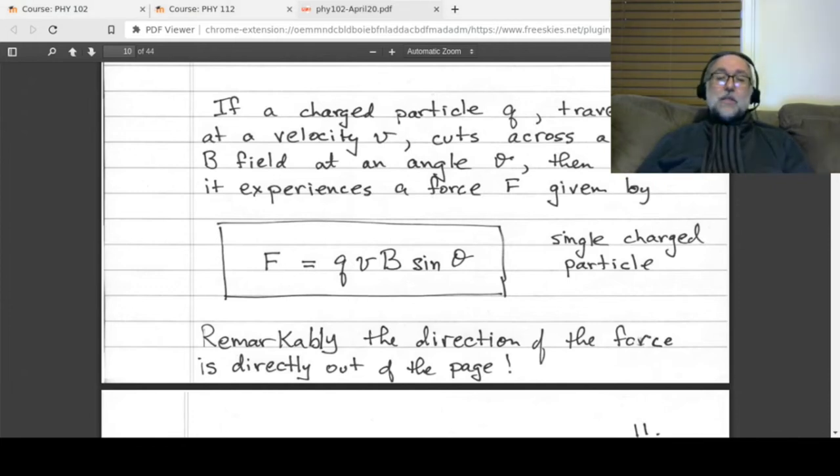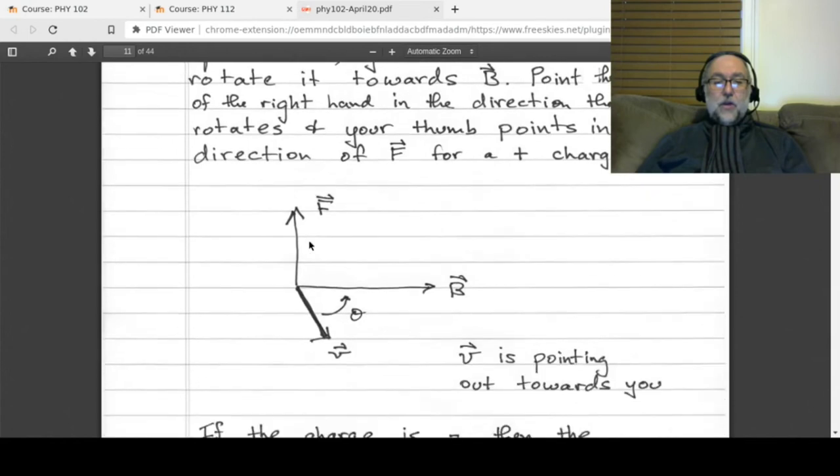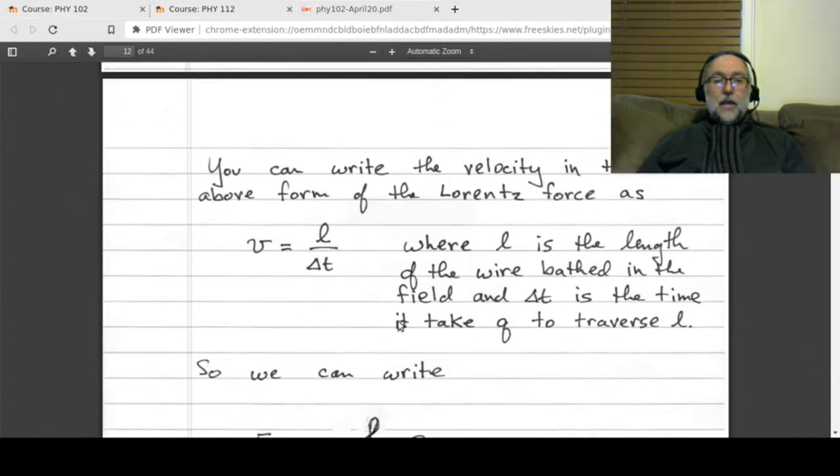All right, now that's the story of the Lorentz force if you've got a charged particle. But what if you have a wire carrying a current? And a current, don't forget, is just moving charge, either one moving charge or many moving charges. So we can recast the Lorentz force in a slightly different form, which is useful where we have a wire carrying a current. We start off by looking at the velocity. The velocity is equal to L divided by delta T, where L is the length of the wire that is actually going to be inside of the B field, okay? Suppose it takes a charged particle a time delta T to travel that distance L.